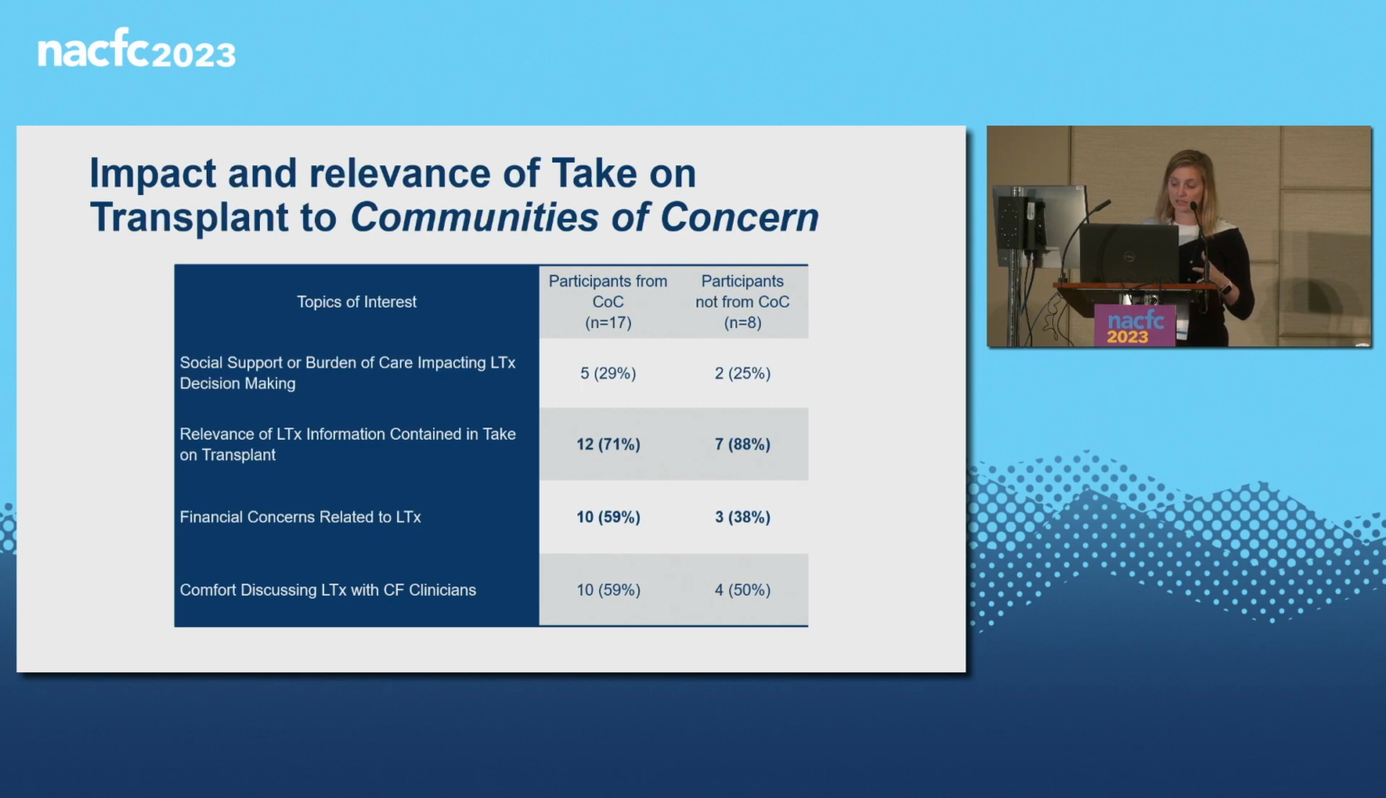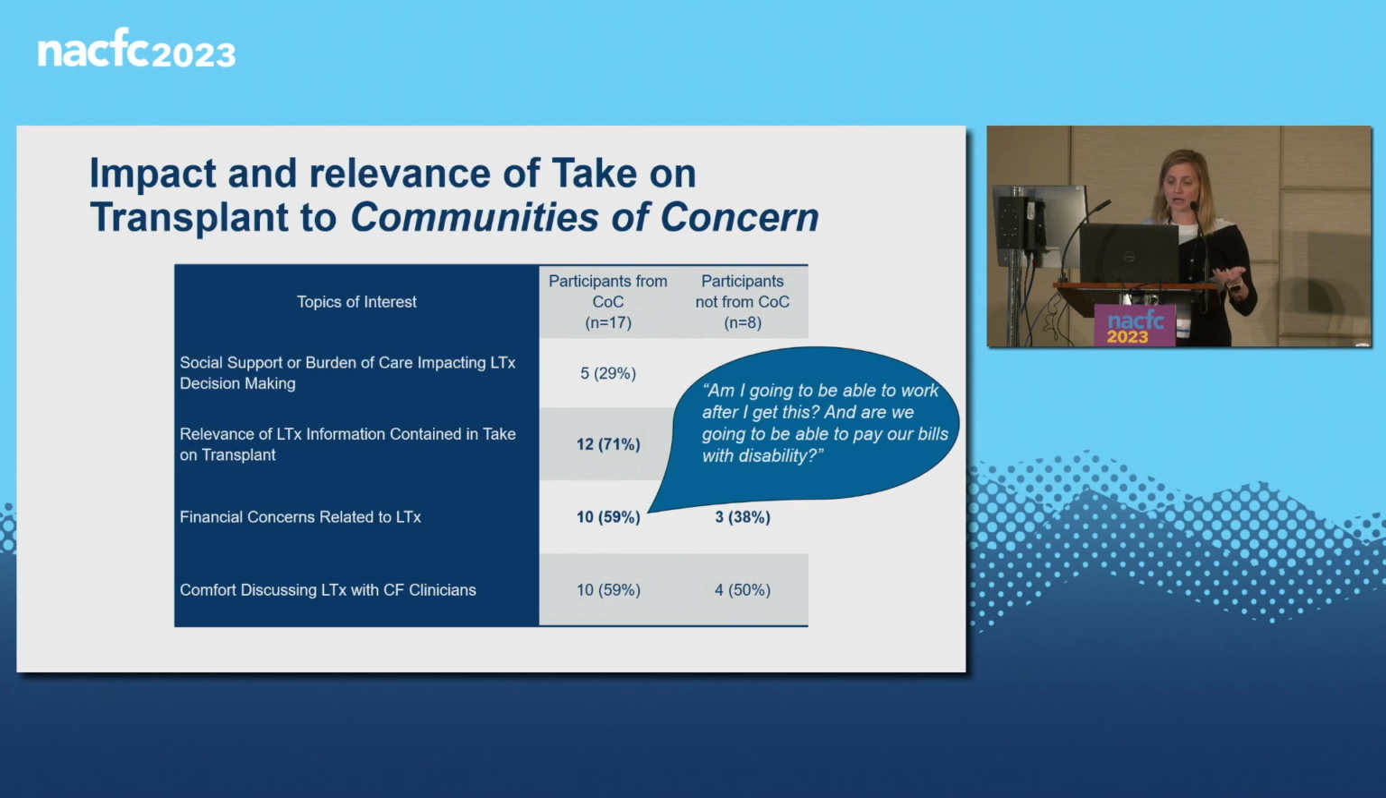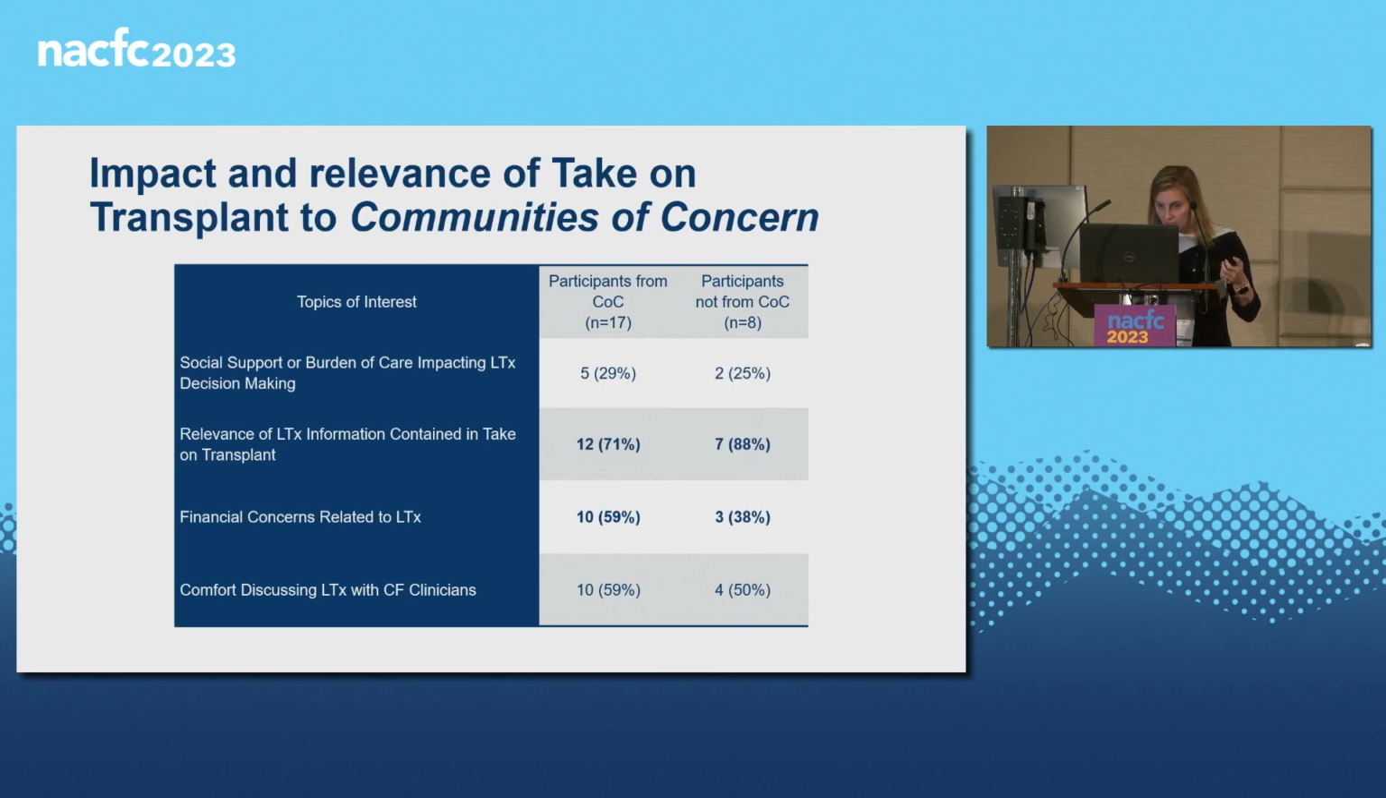And so in this analysis, the transcripts were reread deductively in a hypothesis-driven way to identify specific statements that were made by all the participants about these topics, and we compared the responses between the participants in communities of concern versus not in community of concern. And what you can see is actually a very similar proportion. A very similar proportion of the people in the communities of concern versus not talked about social support or being a burden on caregivers during the transplant process.